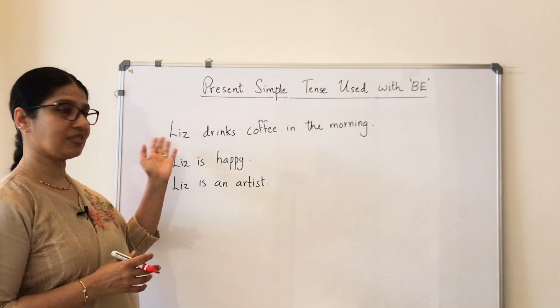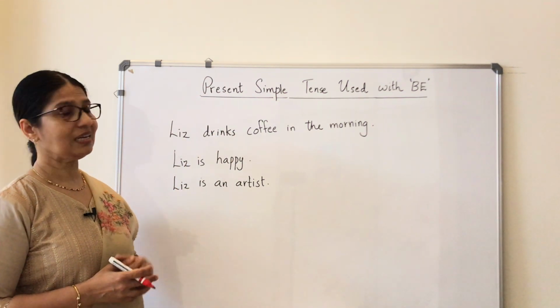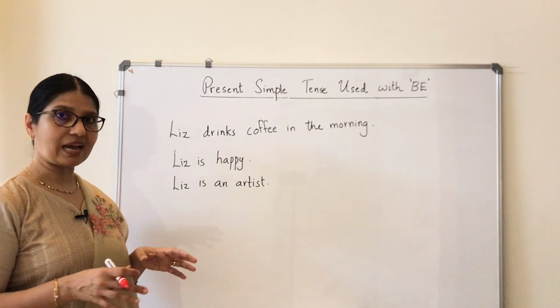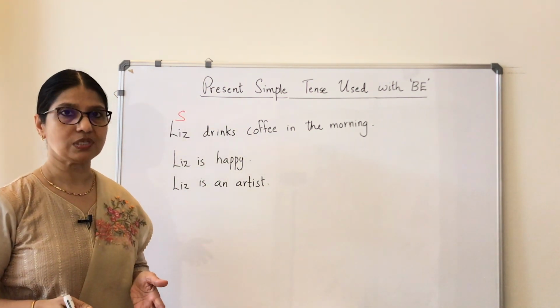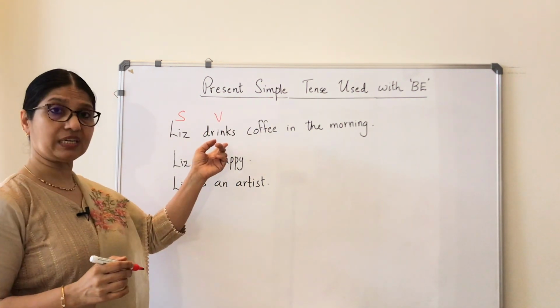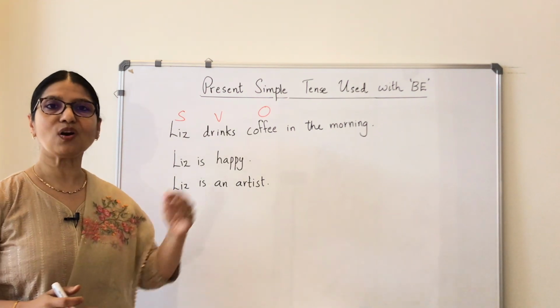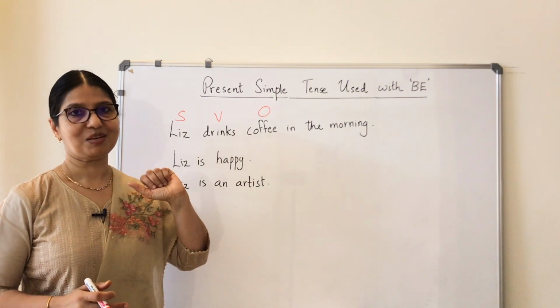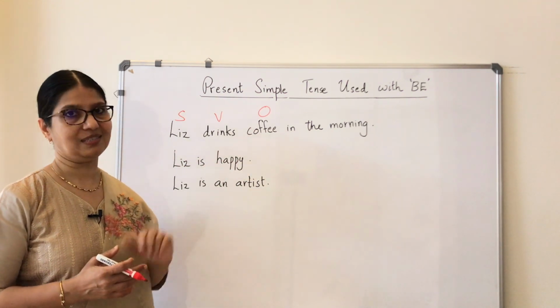So here we have the first sentence. Liz drinks coffee in the morning. In this sentence, the person who does the action is Liz. So Liz is the subject. And what does she do? She drinks coffee. So here we have the verb. And what does she drink? She drinks coffee. So here is the object. Why do we call this word coffee an object? Because coffee receives the action which is being done.